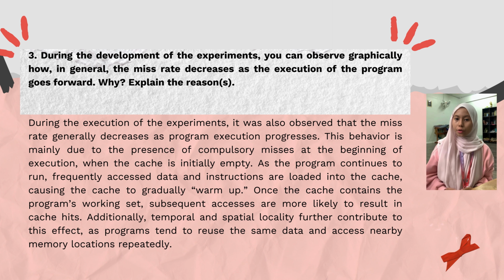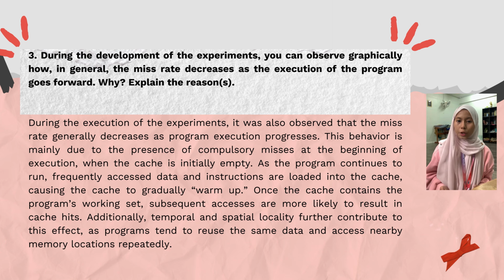Question number 3 is: during the development of the experiment, can you observe graphically how in general the miss rate decreases as the execution of the program goes forward? Why? Explain the reason. So, during the execution of the experiment, it was also observed that the miss rate generally decreases as the program execution progresses.